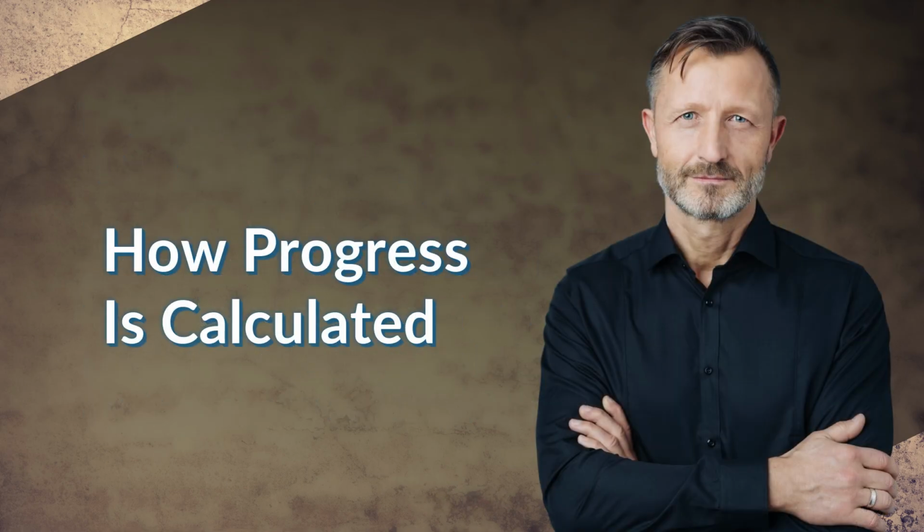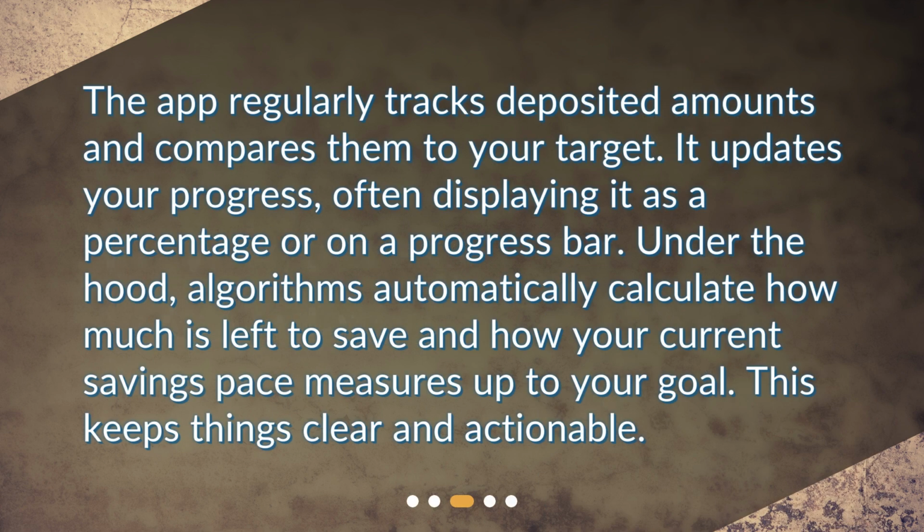How progress is calculated. The app regularly tracks deposited amounts and compares them to your target. It updates your progress, often displaying it as a percentage or on a progress bar. Under the hood, algorithms automatically calculate how much is left to save and how your current savings pace measures up to your goal. This keeps things clear and actionable.